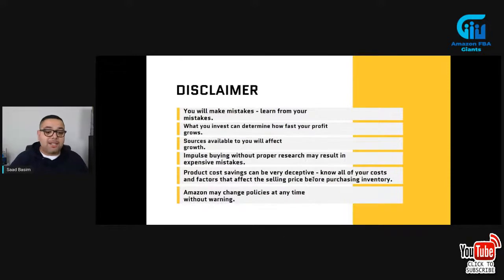Product cost savings can be very deceptive. Know all of your costs and factors that affect the selling price before purchasing inventory. Yes, very important to know the cost of the product. You need to know all the costs associated with it, whether it's packing material, whether it's boxes, whether it's FNSKU labels, whatever it is, you need to factor it in. Do not go ahead and have a product with a small margin and forget all the other expenses, because the expenses that get into it might diminish your profit. And all you're doing is just selling stuff on Amazon without a profit. Trust me, I have done that.